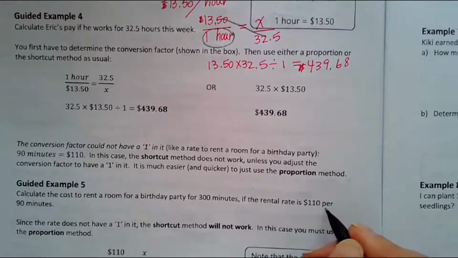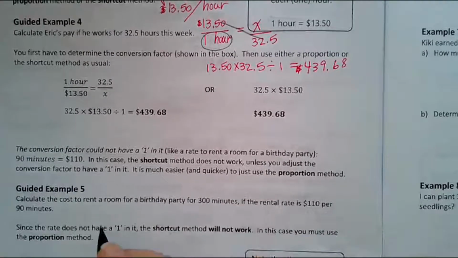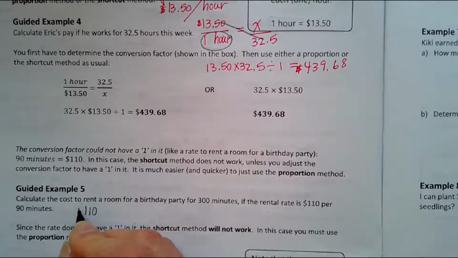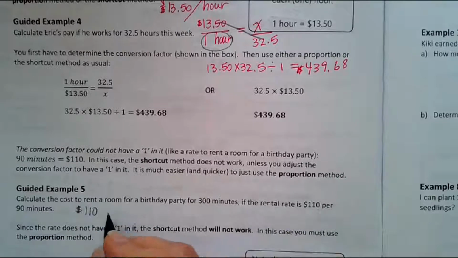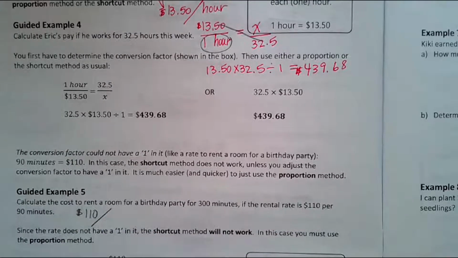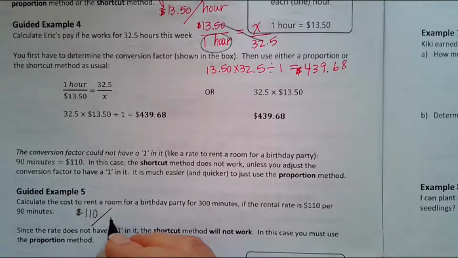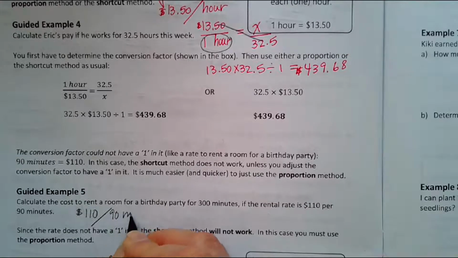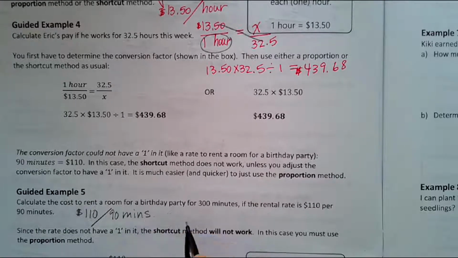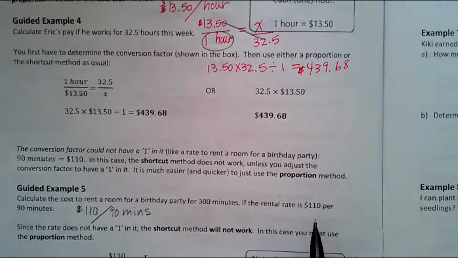So when I see this word per, remember that word, it means divide. Per can be translated into the division symbol. Okay, so there's my first conversion factor: $100 per 90 minutes.